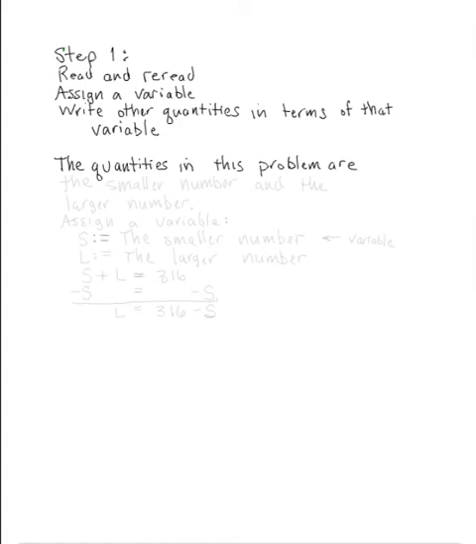Okay, so we've read and we've reread the problem. We understand the problem. So let's go ahead and assign a variable. Assigning a variable is a very important part of any word problem. We need to find out what we are looking for. So to do that, one of the things that we should probably do first is identify what the quantities in the problem are, and then we can pick one of them to be our variable and then solve for it.